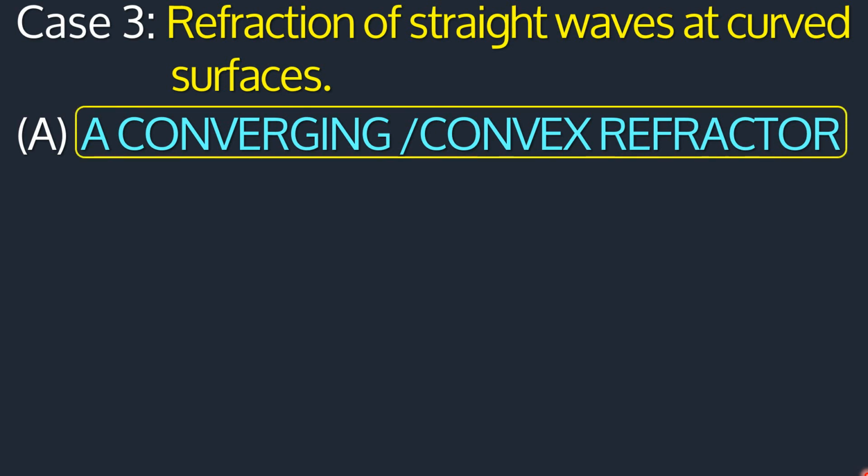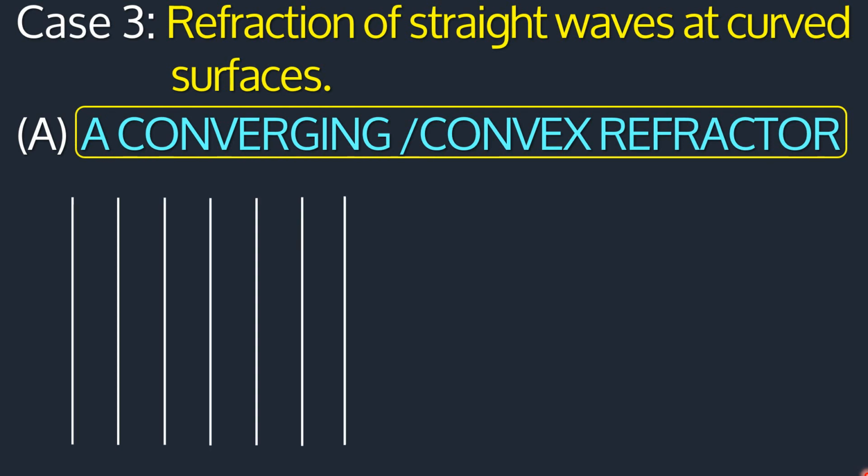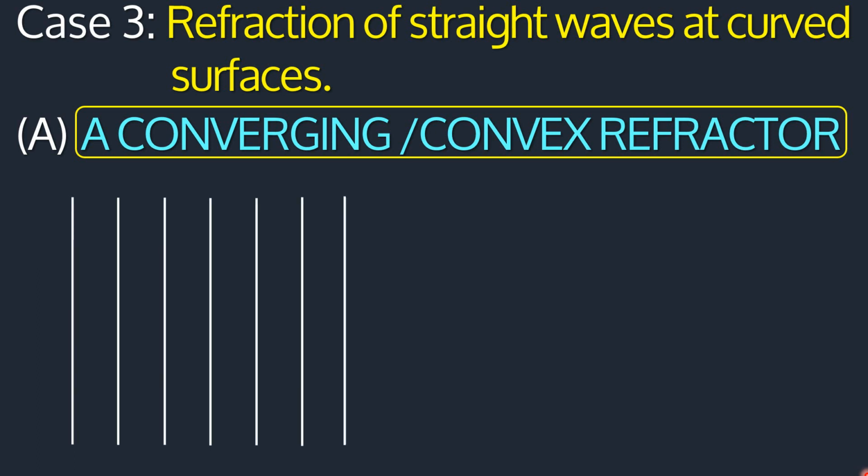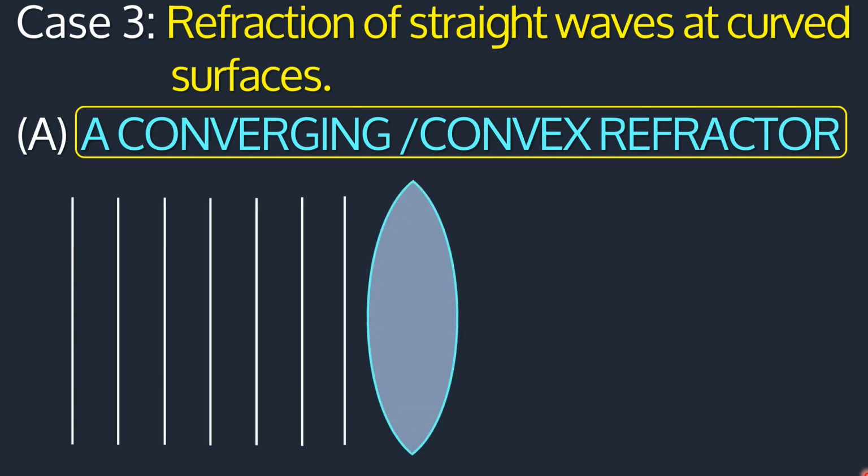Please note it properly. Look at what happens. I have incident wavefronts. They are straight. You saw how they were moving. They were going from left to right. And then along the way they meet a converging, or what we call a convex lens or convex refractor. What will happen?